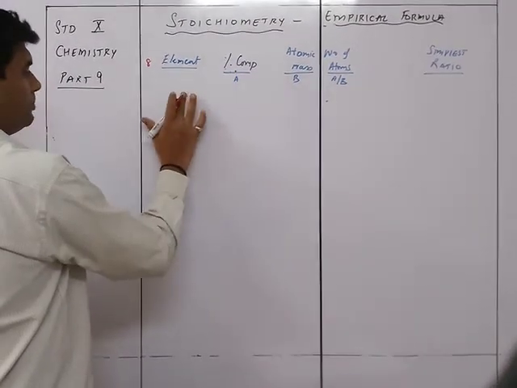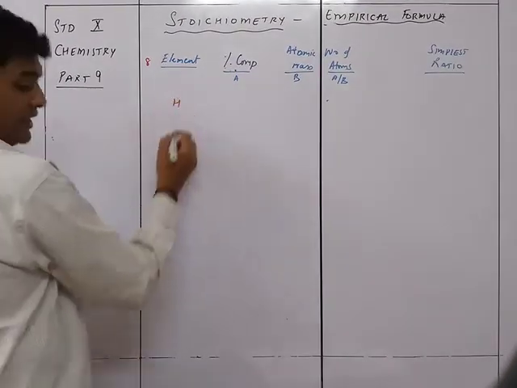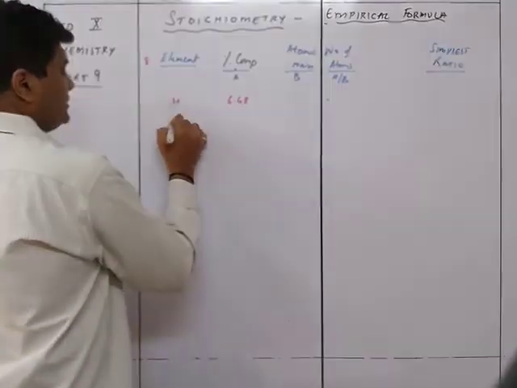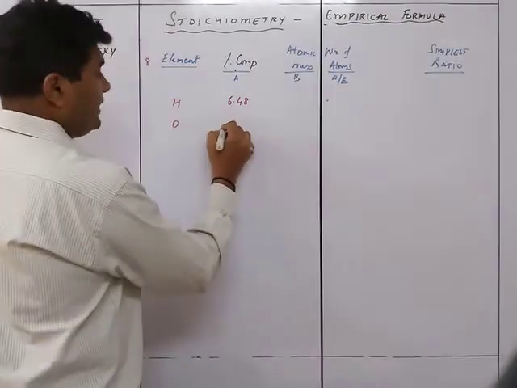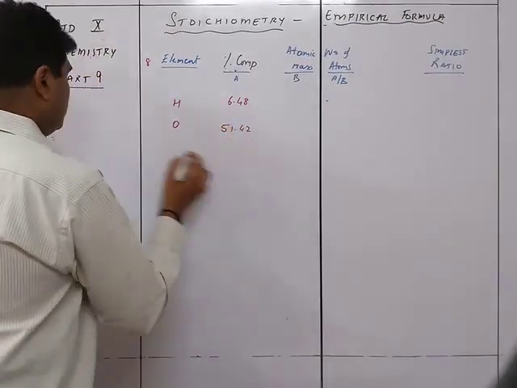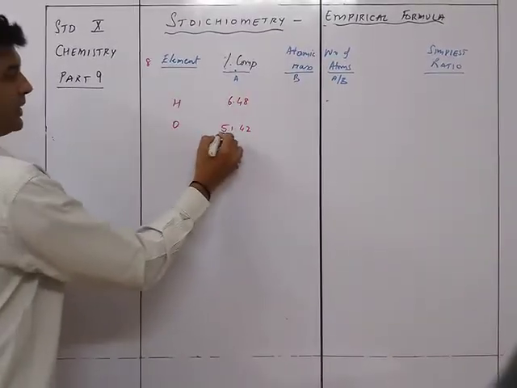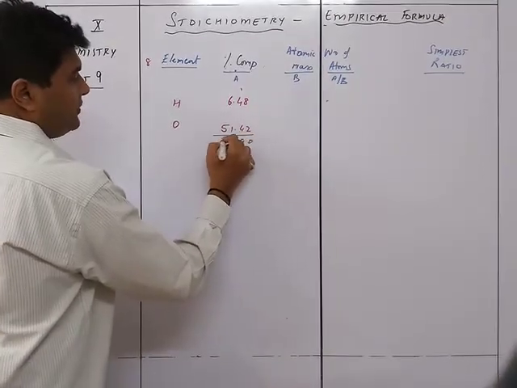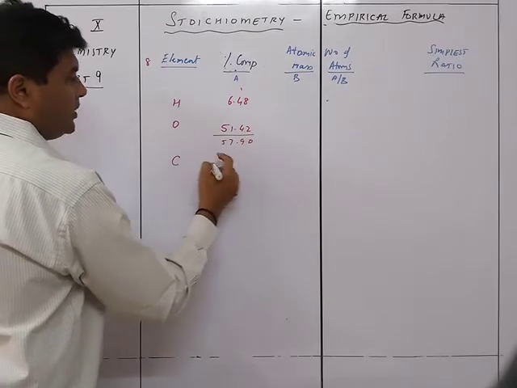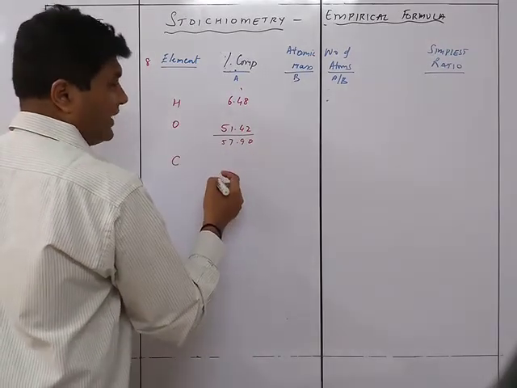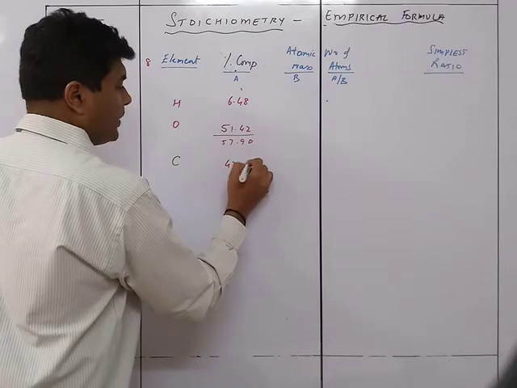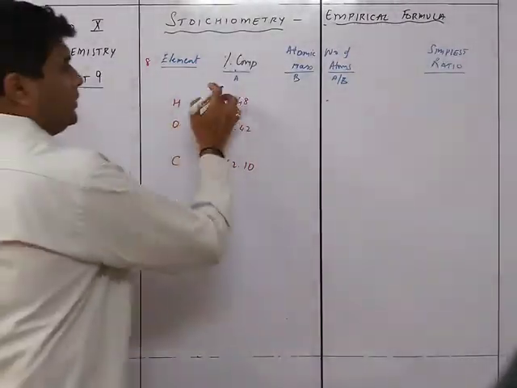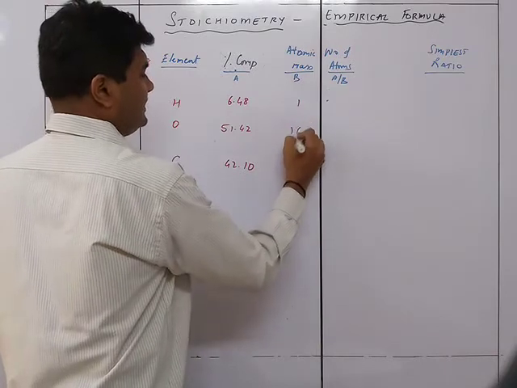So here this is sum number 8. Carbon we don't know, so we can take hydrogen first. Hydrogen is given as 6.48. Oxygen is given as 51.42. So the addition of these two is 57.9. So carbon will be 100 minus 57.9, so that is 42.10. Okay, that's carbon. We know this is 1, this is 16, this is 12.